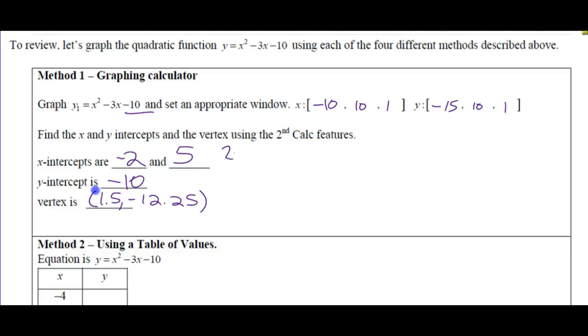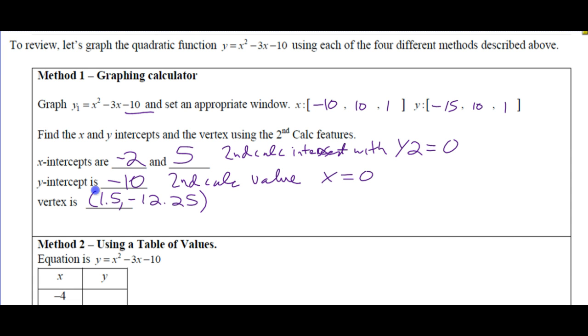Okay, so this one was second calc intersect with y2 equals 0. Right, so I set y2 to 0 so I could have that line to find my zeros. Y-intercept, this is second calc value, x equals 0, and this is second calc minimum, because the a is positive, so we know it opens up and has a minimum value. Okay, questions? No, pretty straightforward, right?